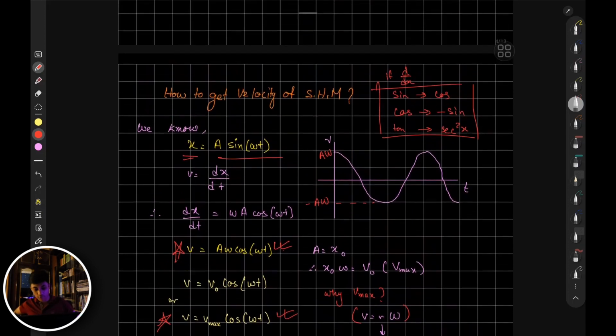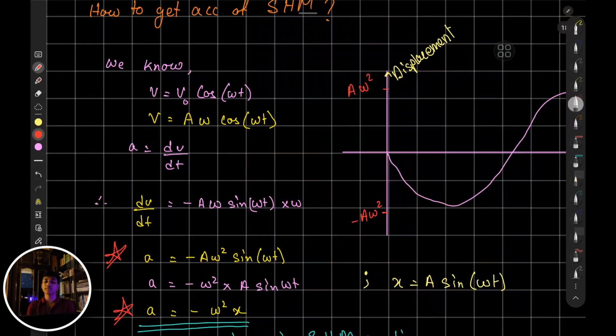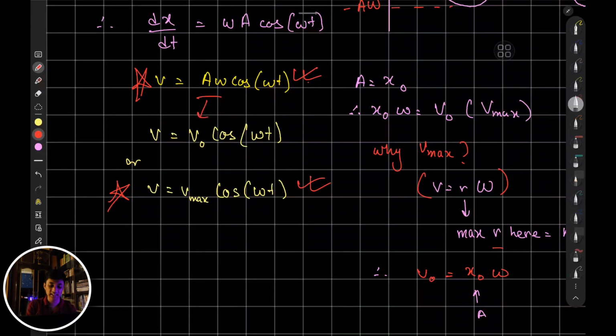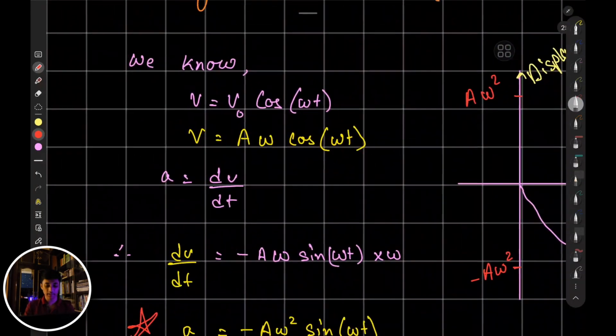Good job. Now, the last and most important part: how to get acceleration in simple harmonic motion. You just have to differentiate the velocity curve once again to get the acceleration. So what is the velocity equation? It is V naught cos omega t. For ease of the derivation, we are taking V naught as A omega, as shown before. A omega is the same as V naught, so we're writing A omega. Great. So once we do that, we have the equation V is equal to A omega cos omega t.